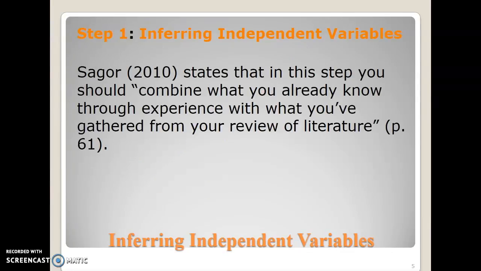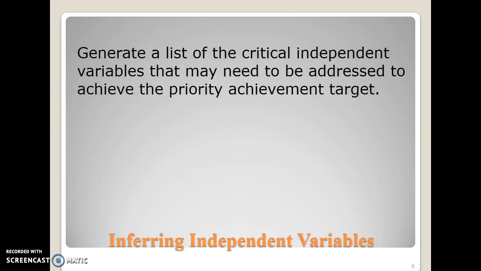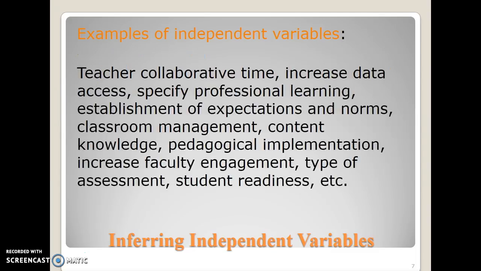Sager states that in this step, you should combine what you already know through your personal experience with what you've gathered from your review of literature. So your personal experience plays a critical part in identifying those independent variables that you will infer. And of course, some of those variables can be produced or yielded from the literature that we read. But there has to be a combination of the two for it to make sense and work for you as a researcher. So generate a list of the critical independent variables that may need to be addressed to achieve the priority achievement goal. So you have to really think about those things.